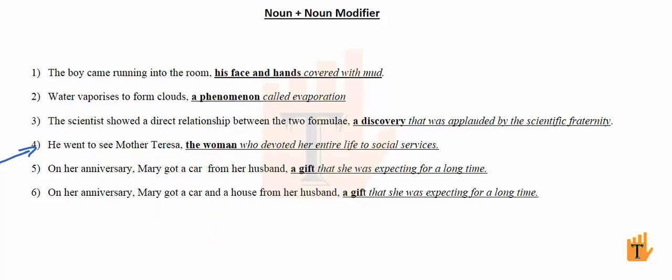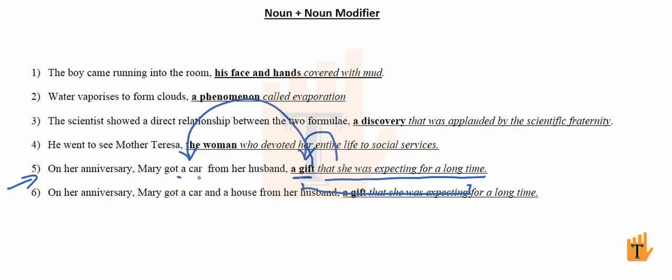Let's see another example. On her anniversary, Mary got a car from her husband, a gift that she was expecting for a long time. So here a gift is the noun, that she was expecting for a long time is a modifier for gift, and this entire thing is modifying. What is the gift? The gift is the car. It is modifying this particular noun.